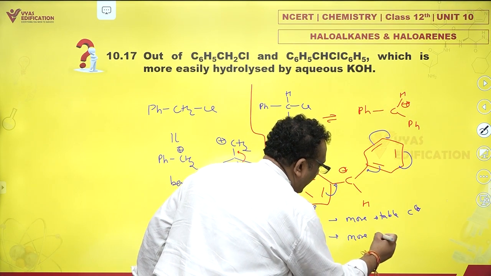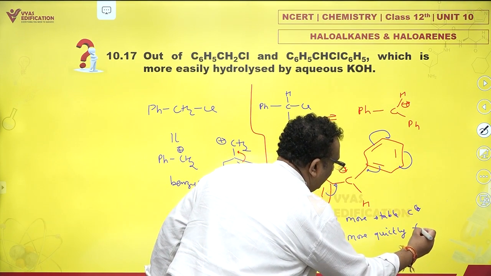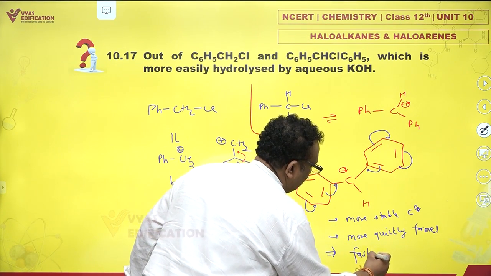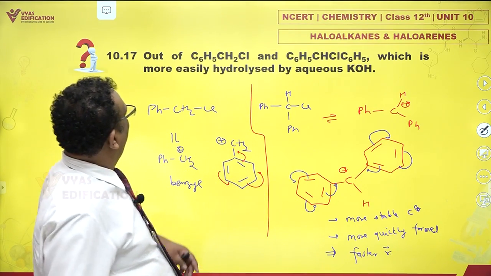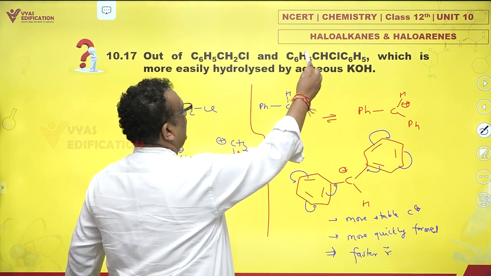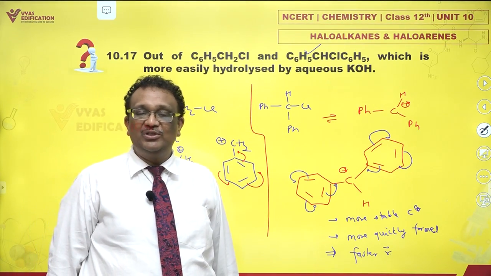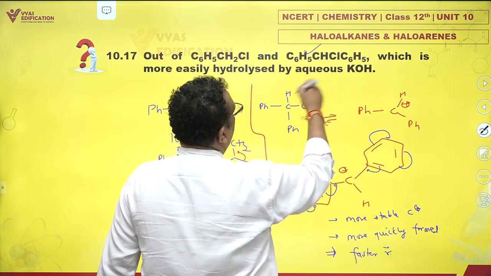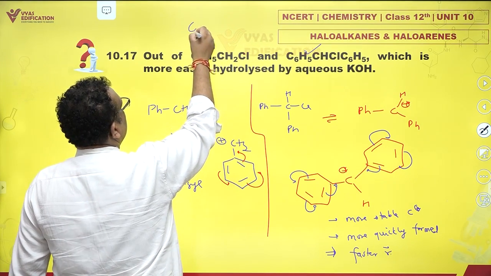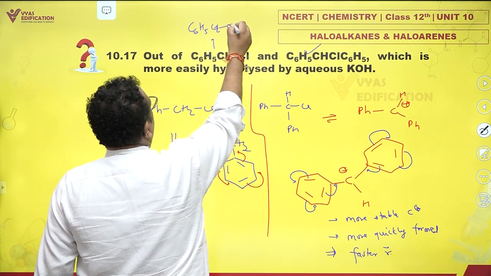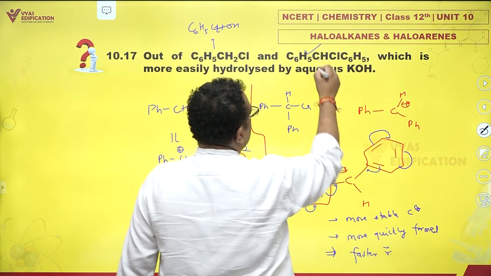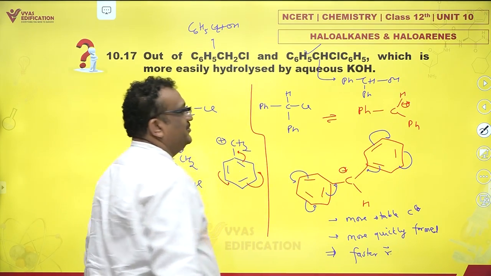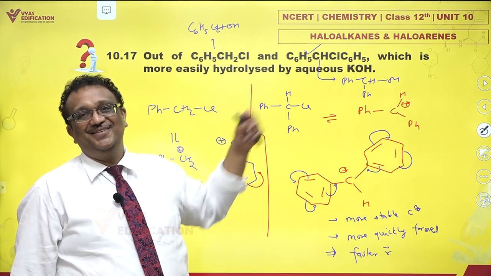More quickly formed, which implies faster reaction. Right? So out of these two, the second one is more easily hydrolyzed by aqueous KOH. And what is the product? Cl gets replaced by OH. So in this case, you get C6H5CH2OH, and this gives you PhCHPhOH like this. And this is faster, much faster.